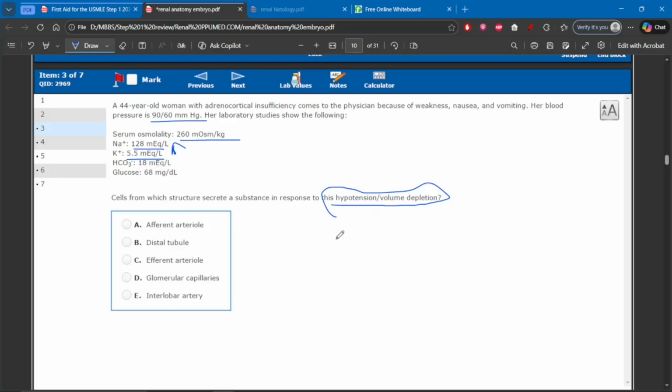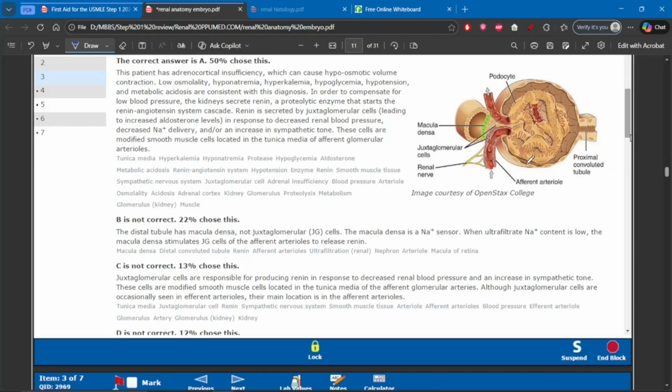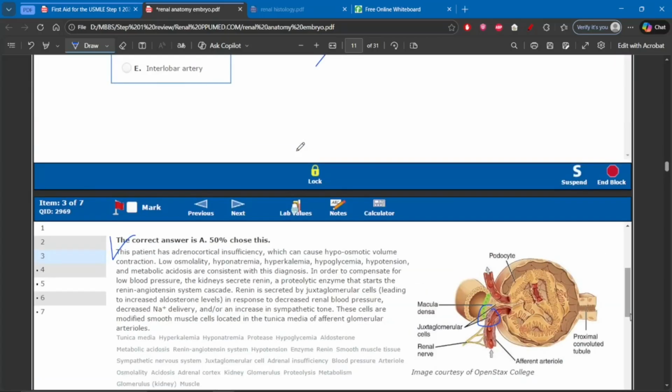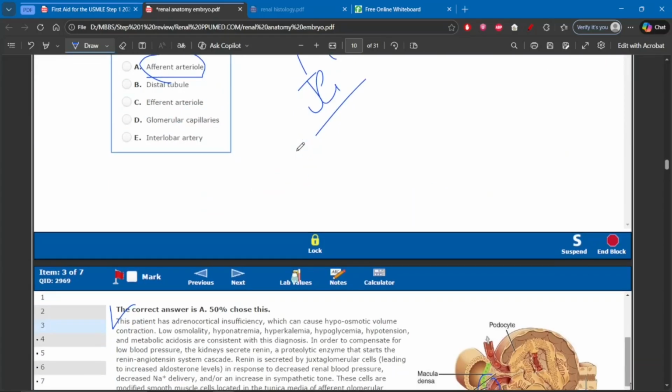I already told you that the juxtaglomerular apparatus, which releases the chemicals in response to hypotension, is a part of the afferent arteriole. So you must always remember this. You can also see that the JG apparatus is a part of the afferent arteriole, right? You can see the explanation here. I guess now the MCQs are starting to deviate towards the physiology part, so we're just going to end them now and continue after we've studied the physiology and the different aspects of the renal module.